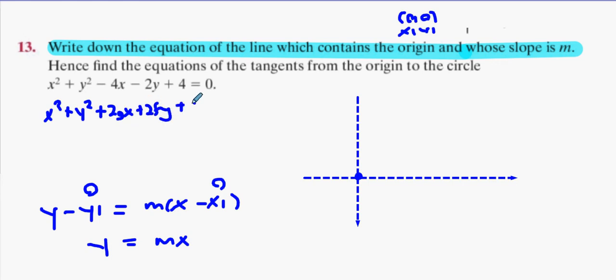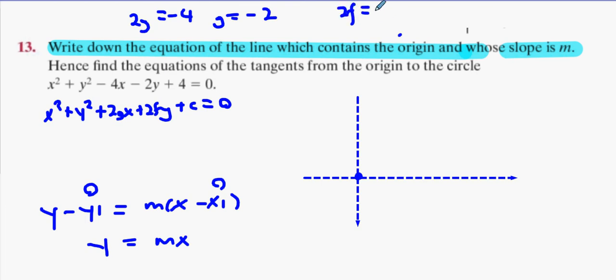Okay, so what do we have as the g value? 2g equals minus 4, so g equals. Okay, and what about the f value? 2f equals minus 2, f equals minus 1. What's the centre of the circle? It's minus g, minus f, so it's going to be 2, 1. Is 2, 1 alright for you guys? Alright, how do I find the radius?